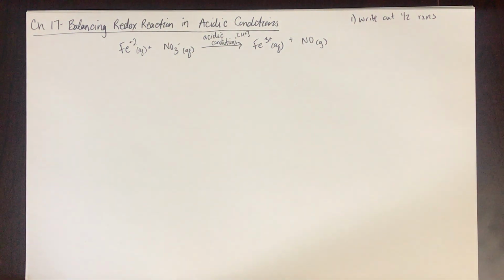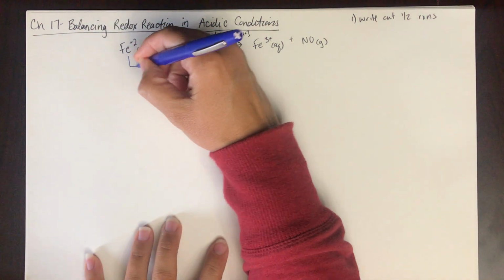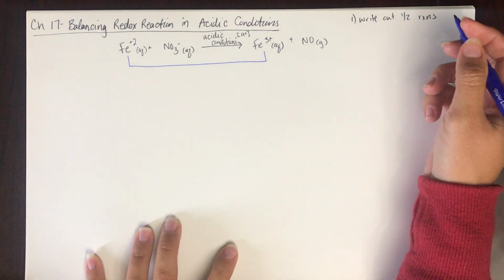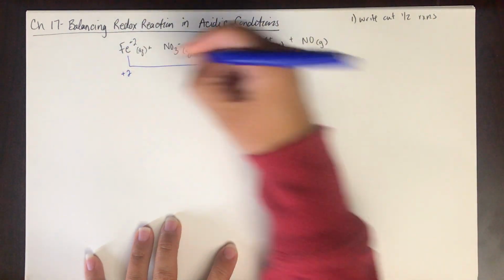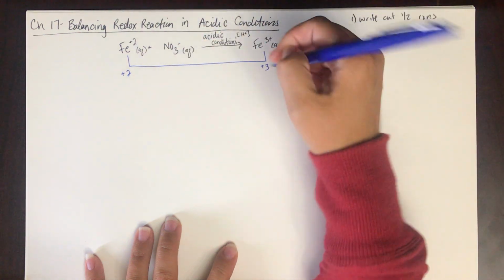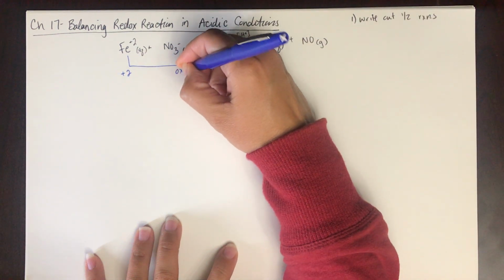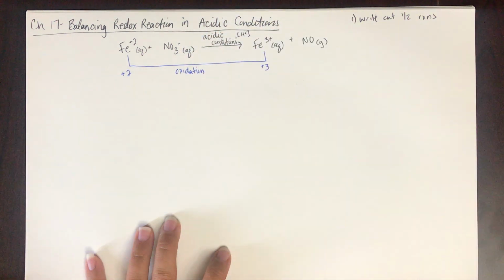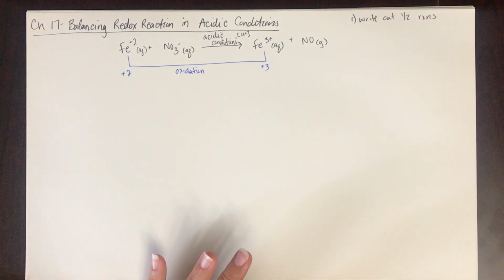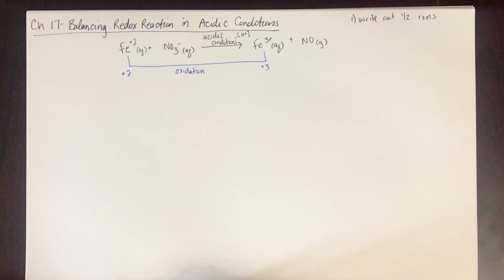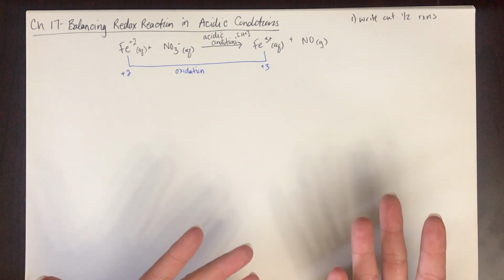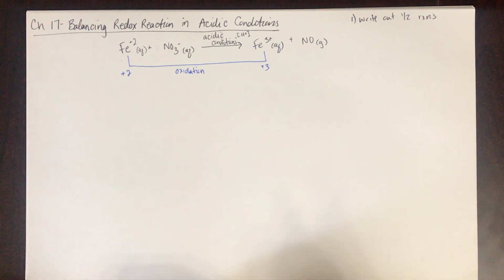So let's see, right off the bat, I can see that iron is going from iron 2 to iron 3. So this is a +2 to a +3. The oxidation number is increasing. That means this is an oxidation half reaction. So let's see what's happening with the nitrogen and the oxygen. The oxidation number of nitrogen can change. We don't know what it is. We do know the oxidation number of oxygen is not going to change, and it is always -2.